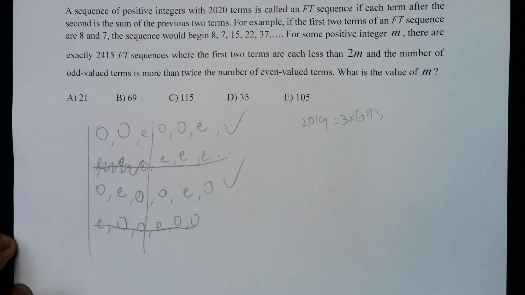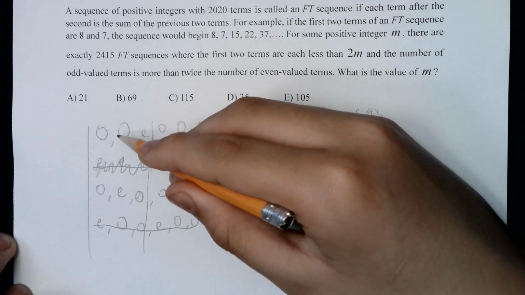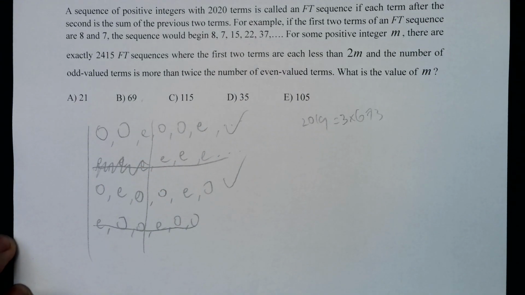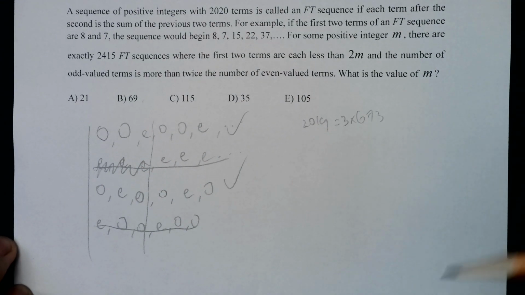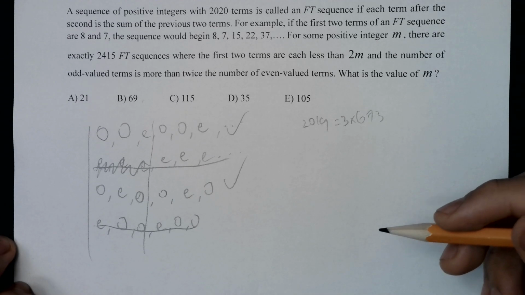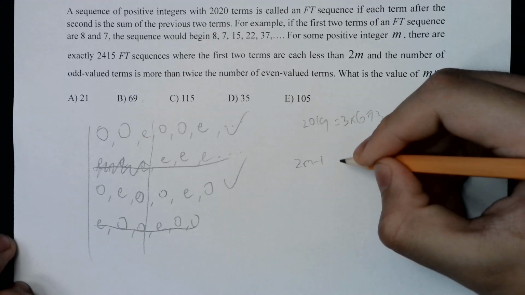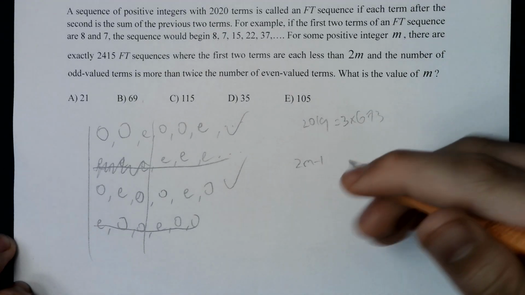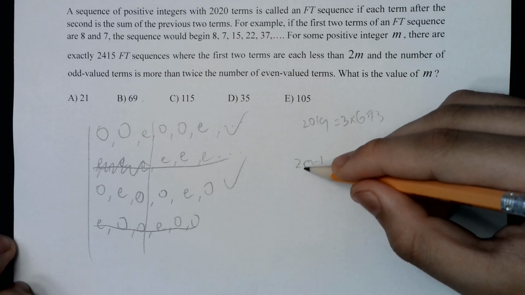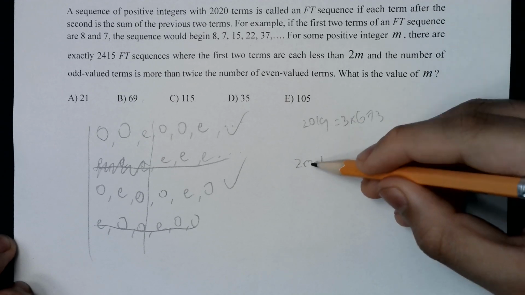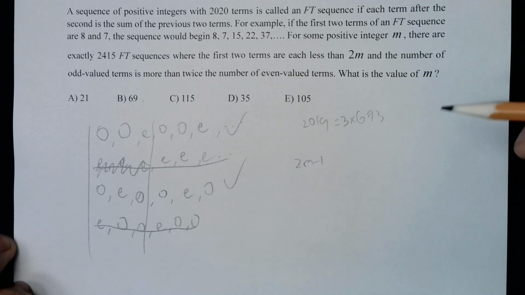Now let's look at what these first two terms could be. So, how many FT sequences begin with 2 odd value terms, in each of which is a positive integer less than 2m? So this means that there are 2m minus 1 integers that we can compile. We can pick out one integer from this list. So there's going to be 2m minus 1 positive integers that are less than 2m.